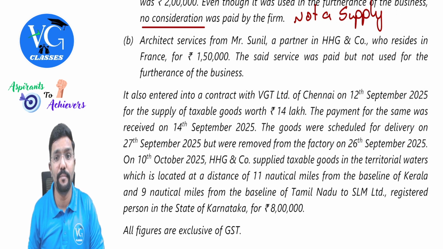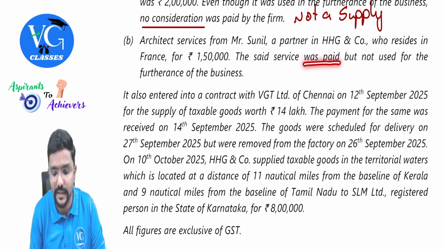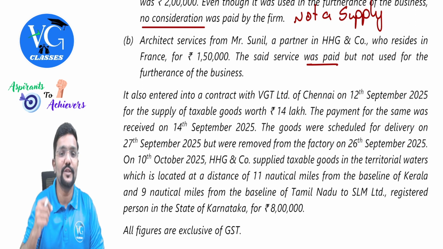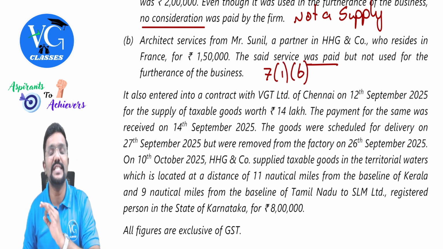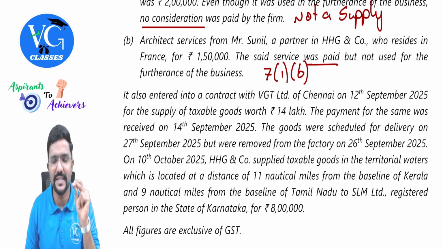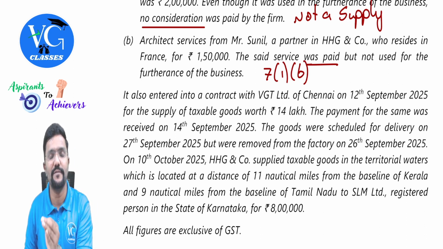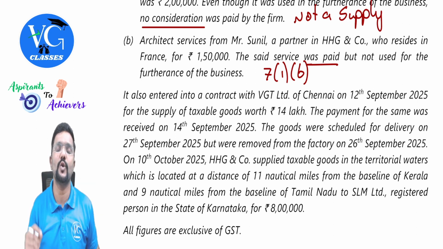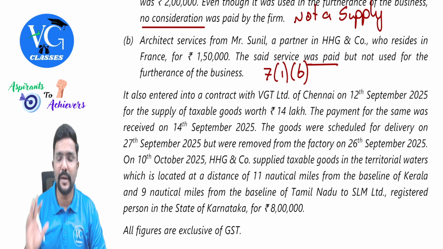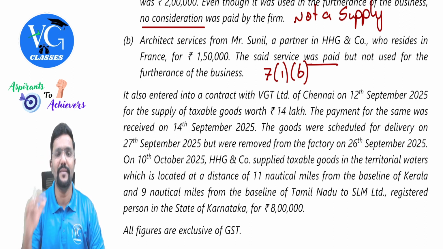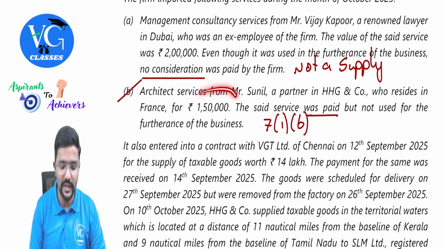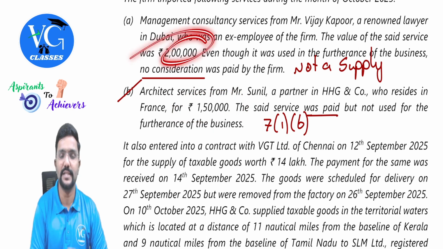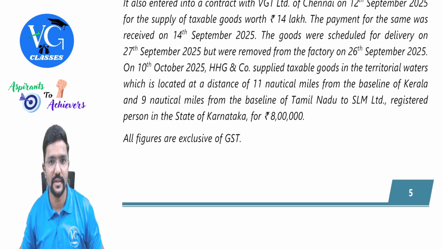The said service was paid, and paid means consideration is there? Yes, sir. But not used for the furtherance of business. Guys, when it is paid, it is a supply as per Section 7(1)(b). And for what purpose it is used is irrelevant here. Is that clear? Because 7(1)(b) clearly tells import of services for a consideration, whether or not in the course or furtherance of business. So here purpose doesn't matter. When there is a consideration, straight away it is a supply, guys. So only one supply is there. So with respect to import of services, only 1,50,000 is there. Another 2 lakh is not taxable. Got it. Another question answered.